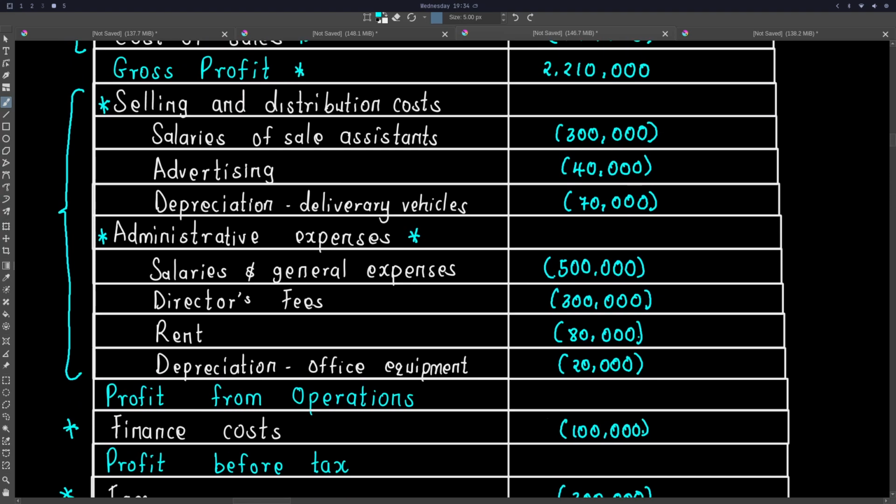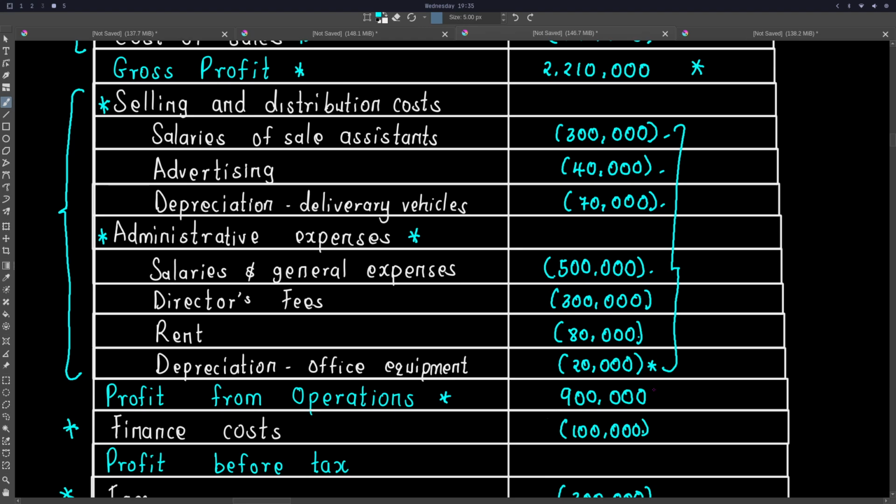So first we have to get the profit from operations. How do we arrive at that? We take our gross profit, then we less this total of expenses, which will give us 900,000. So basically we are taking this 2.2 million, we less 300, we less 40,000, 70,000, all the way to 20,000, and you will get 900,000 as our profit from operations.